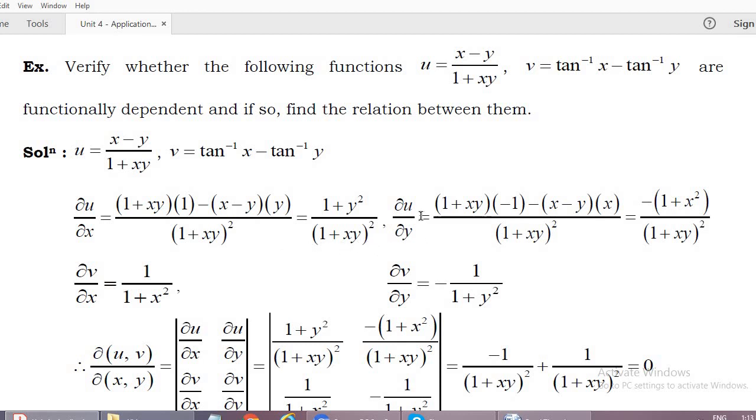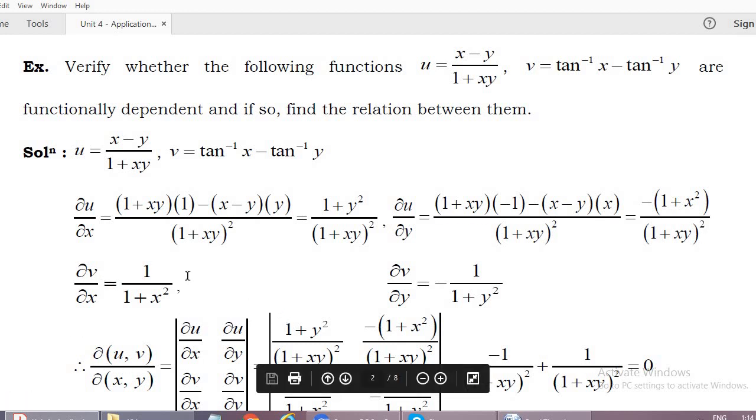Similarly, the partial derivative of u with respect to y: in the denominator (1 plus xy) square; in the numerator (1 plus xy) into the derivative of (x minus y) partially with respect to y, that is minus 1, minus (x minus y) into the derivative of (1 plus xy) partially with respect to y, that is x. That is equal to minus 1 times (1 plus x square) upon (1 plus xy) to the power 2.